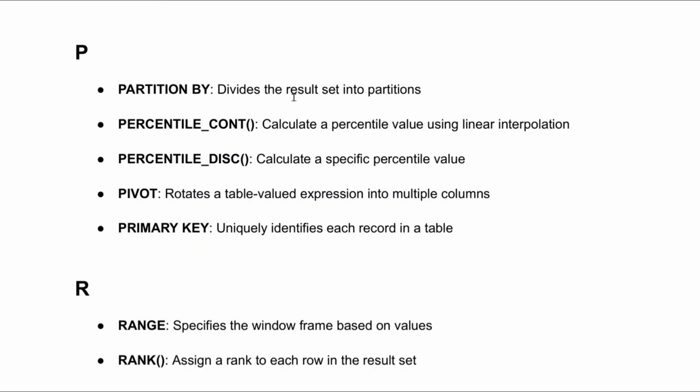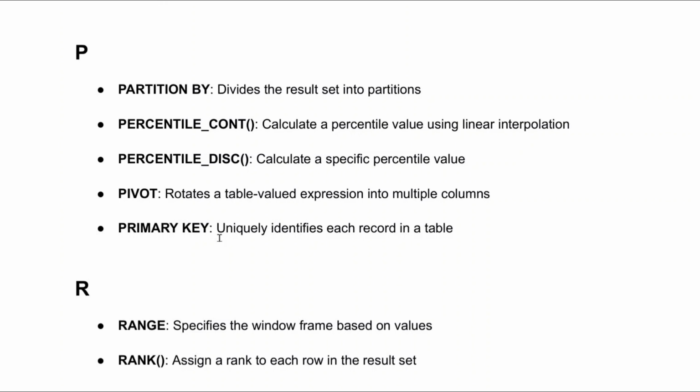Partition by divides the result set into partitions. Percentile cont calculates a percentile value using linear interpolation. Percentile disc calculates a specified percentile value. Pivot rotates a table valued expression into multiple columns.